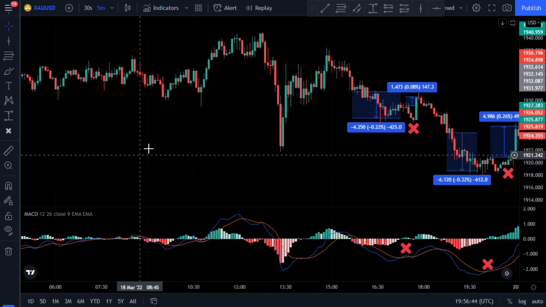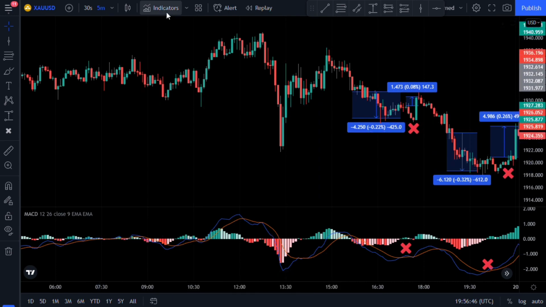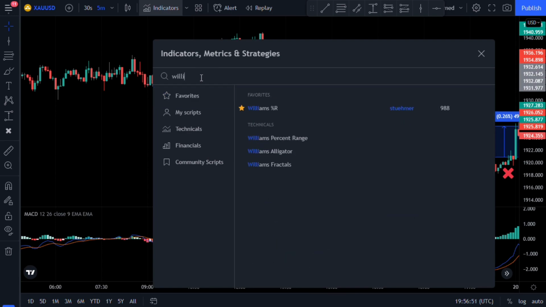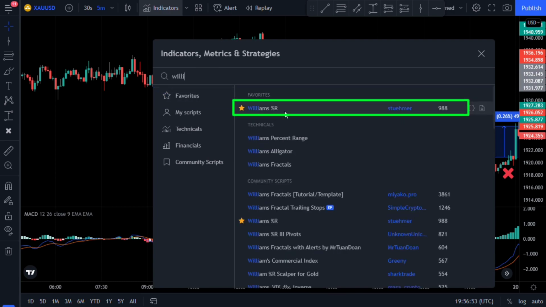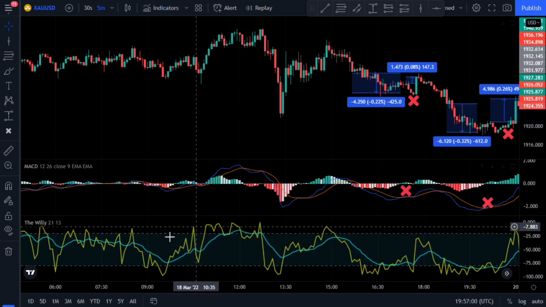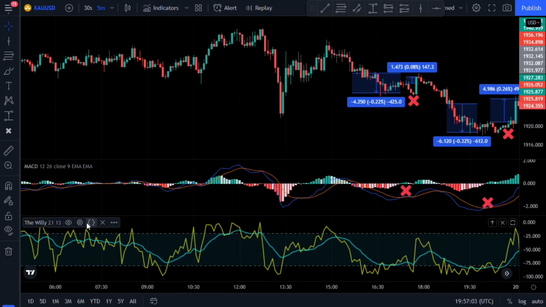Okay, let's add the popular Williams indicator to the chart. This indicator is the first MACD complement. Search for Williams in the indicators section. Add this Williams %R indicator to the chart. Go to the indicator settings and apply the settings.